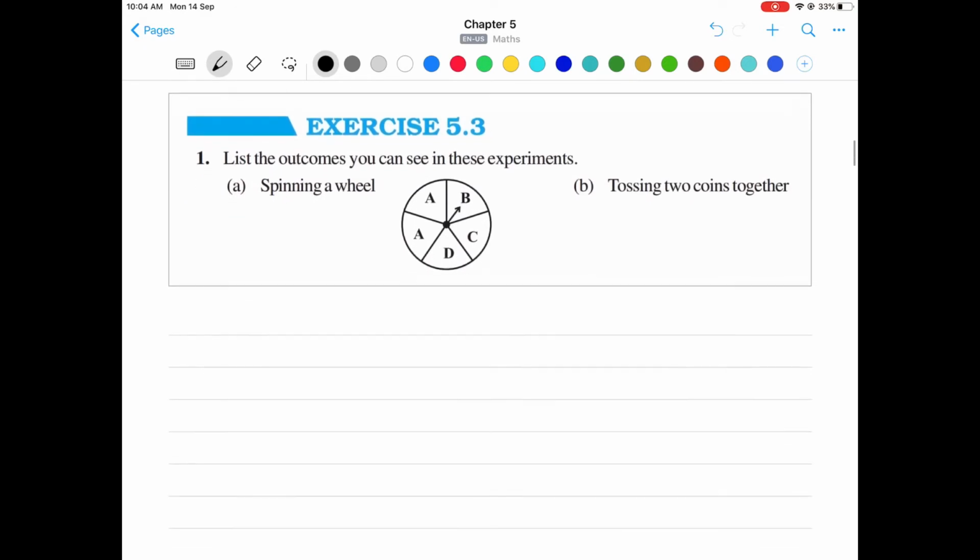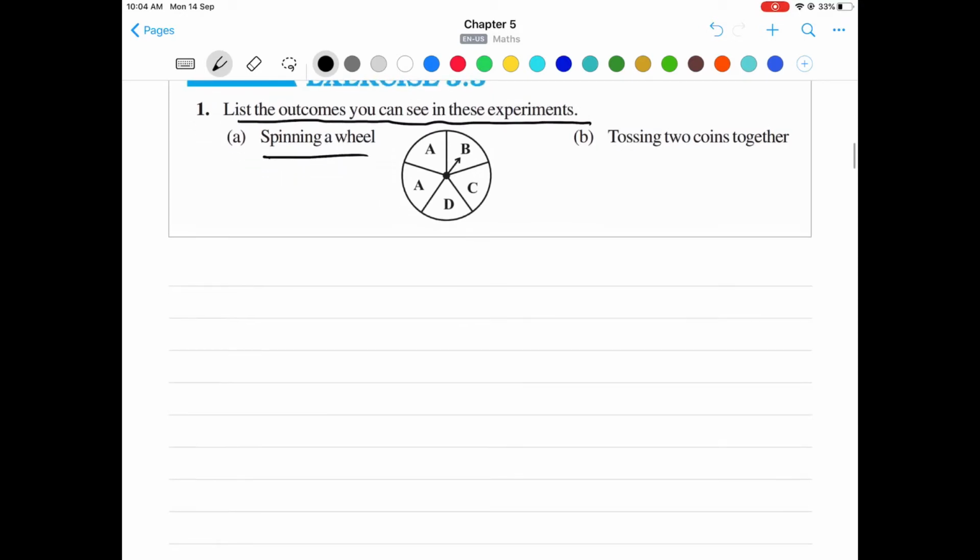Now moving ahead to exercise 5.3. This exercise has a total of 6 questions. So the first question here is spinning a wheel. We have to write the outcomes you can see in this experiment. The first one here is spinning a wheel. Let's write this answer.